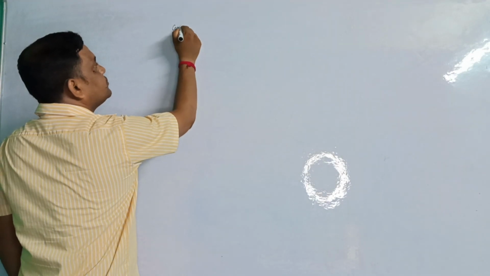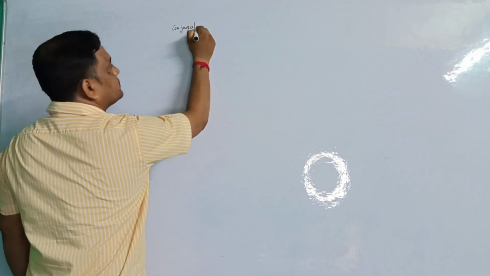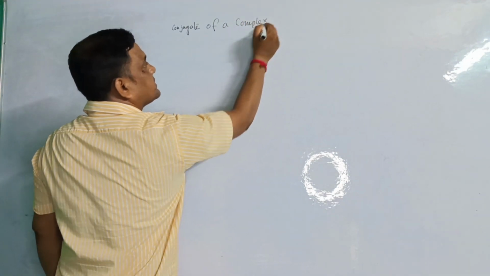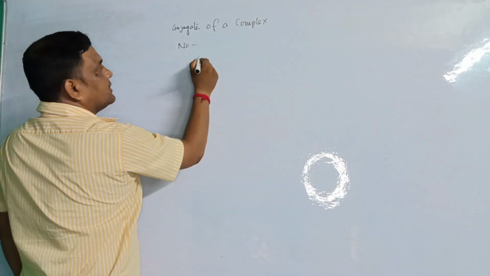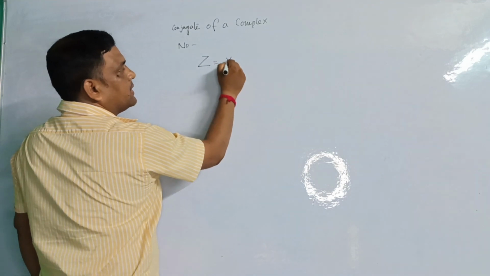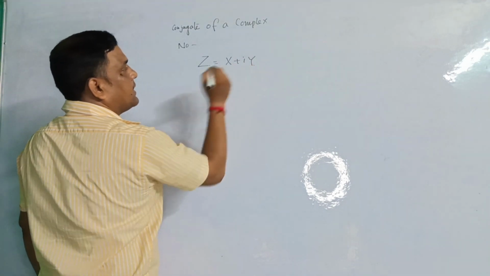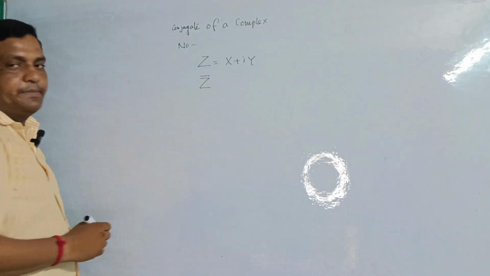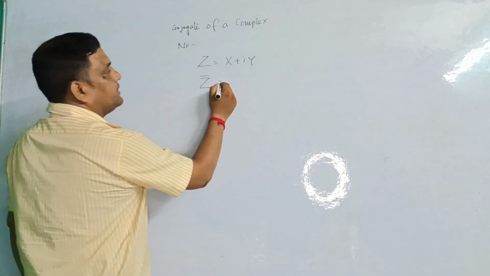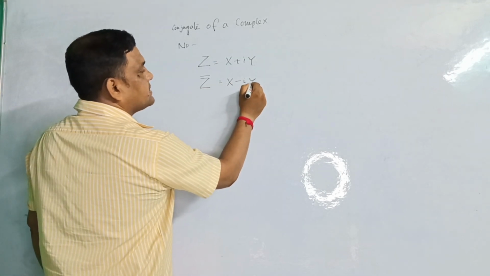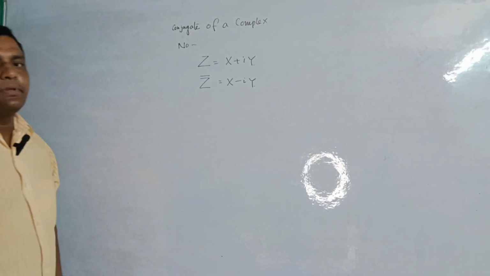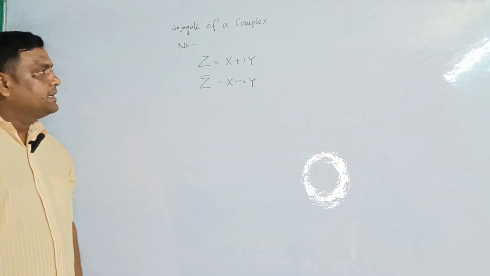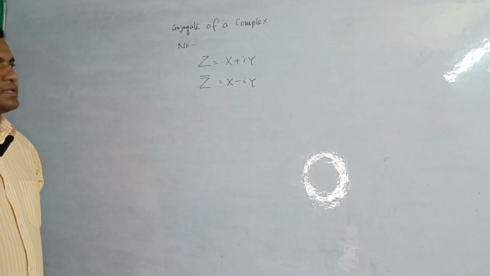Now, what do you mean by the conjugate of a complex number? Suppose z is your complex number x plus iy. Then the conjugate of z is represented by z bar and that will be equal to x minus iy. You just need to simply substitute, in place of plus i, minus i. In place of minus i, you need to put plus i.